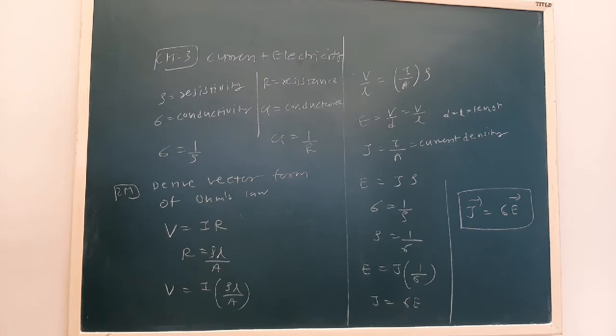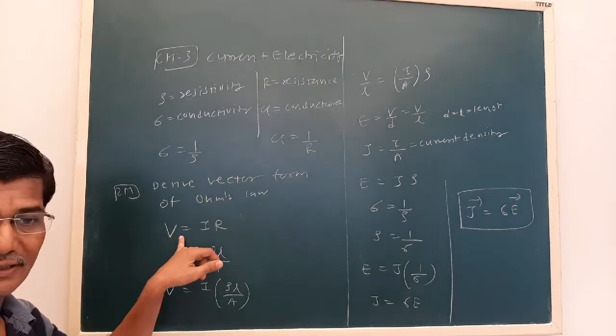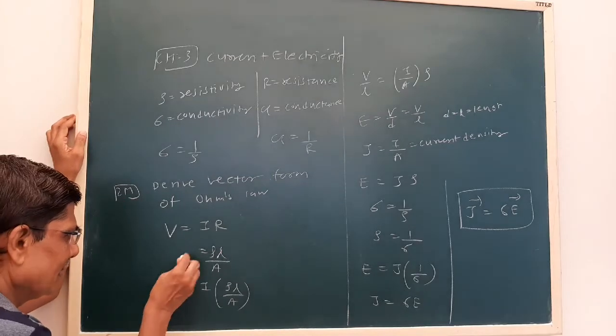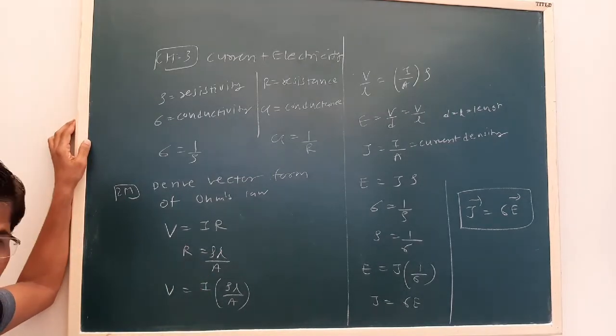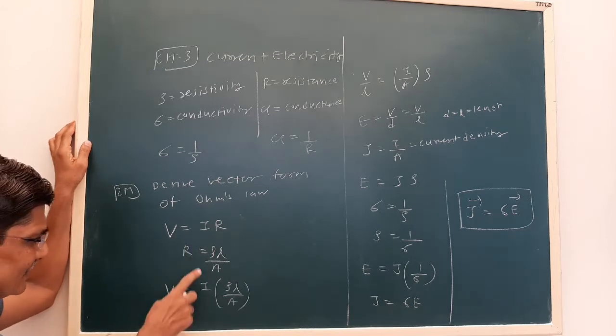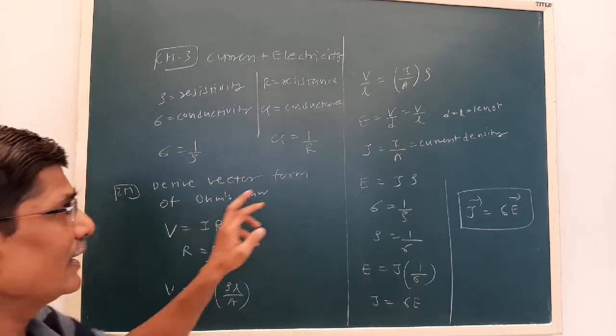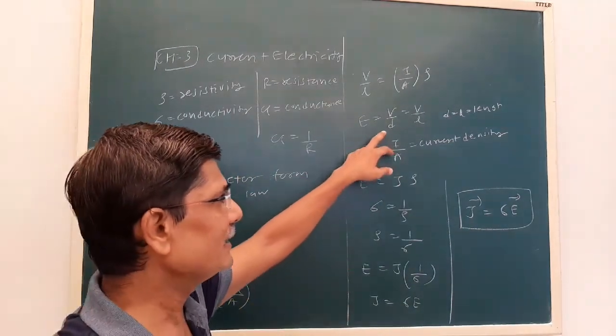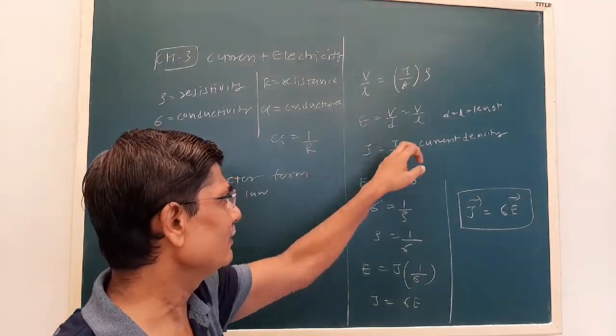Now see the vector form of Ohm's law. We have studied V is equal to IR. Just now we have seen resistance depends on the dimensions, length and the area. We saw that relation also. R is equal to rho L by A. So if I substitute here, R is equal to rho L by A, V by L is I by A into rho. Now we have studied E is V by D, distance or length we can say V by L.